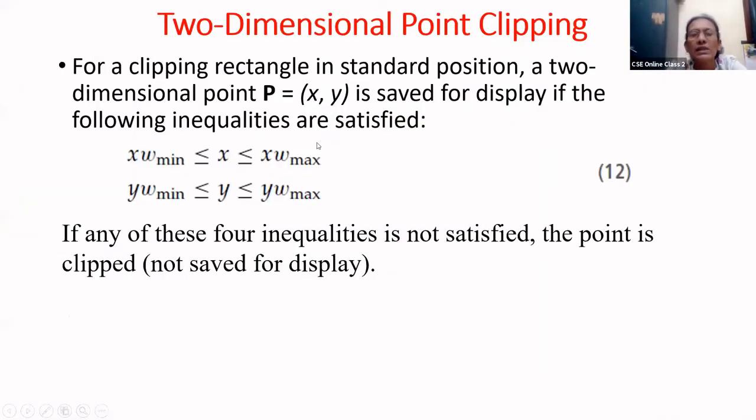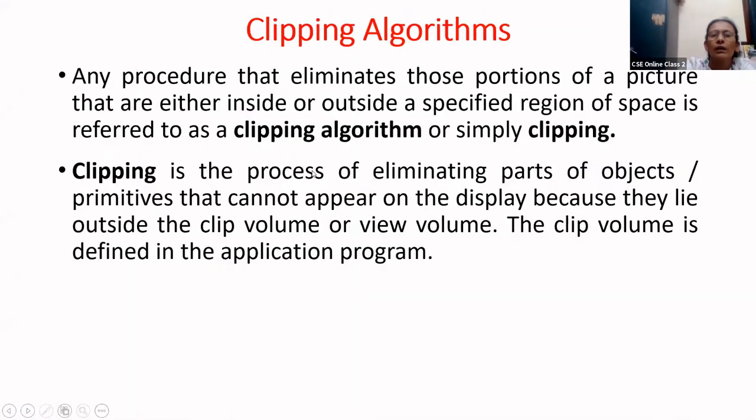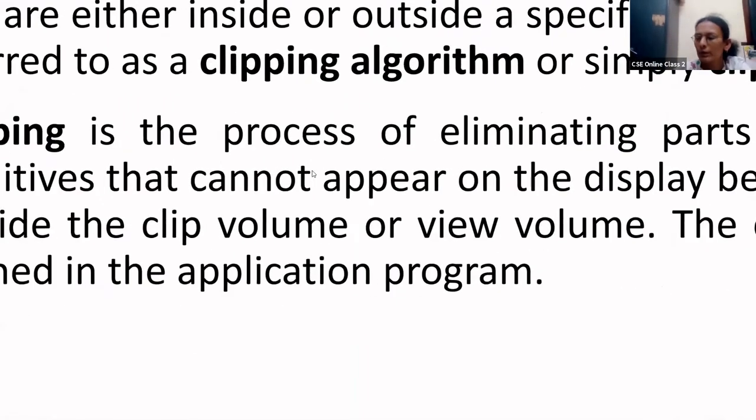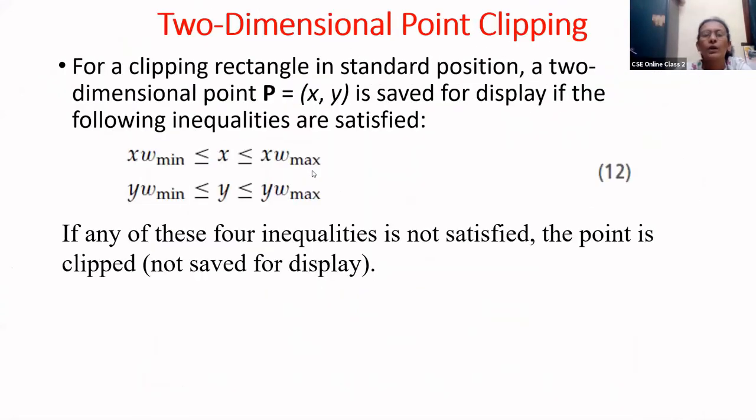So the inequalities for a point to be inside the clipping window are: XW min less than or equal to X, less than or equal to XW max; and in the same way, YW min less than or equal to Y, less than or equal to YW max. If these 4 conditions are satisfied, then we can say that the point (X, Y) is inside the clipping window. Otherwise, the point is outside the clipping window.